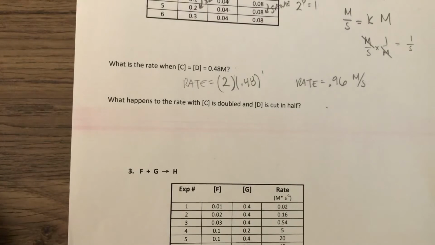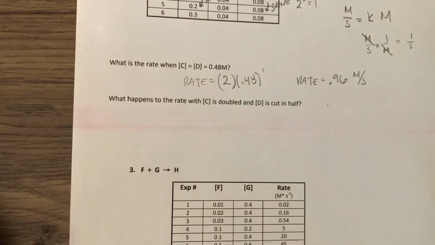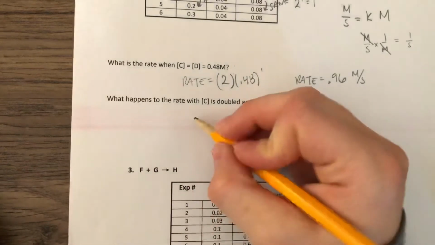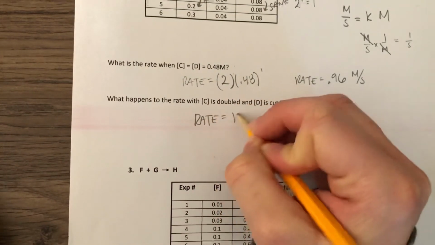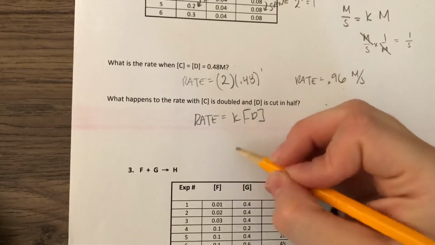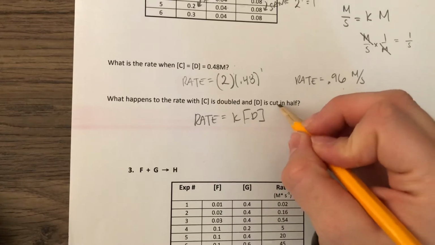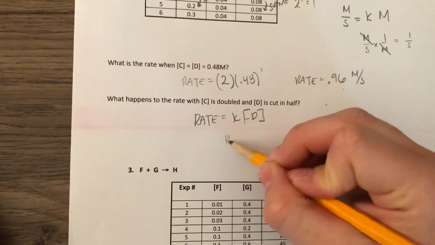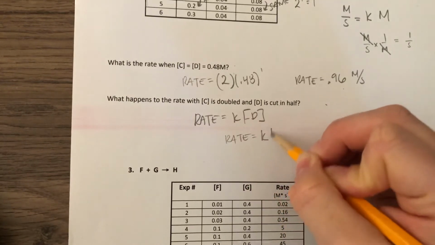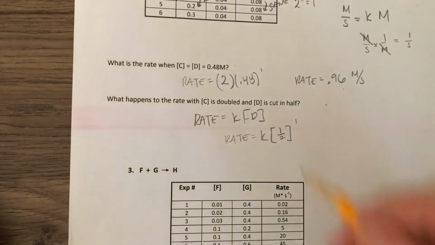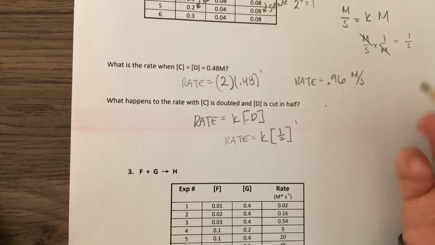All right, what happens to the rate when C is doubled and D is cut in half? Well, they didn't really give us numbers to work with, but we can still plug in our own numbers. So the rate is equal to K times D. So if D is cut in half, I'm going to just plug in 1/2 into D and think about how that would affect the rate. Rate is equal to K times 1/2 raised to the first power. Essentially, that would affect the rate by just cutting it in half as well.